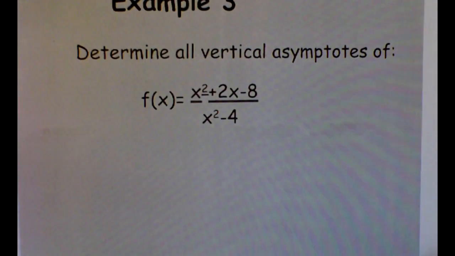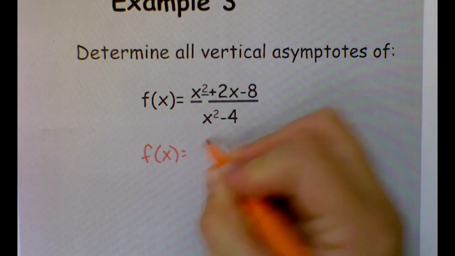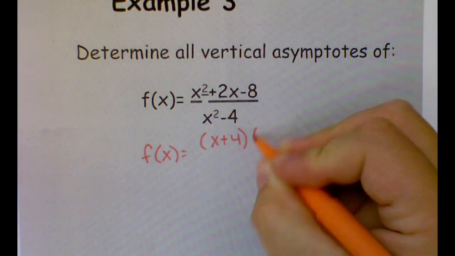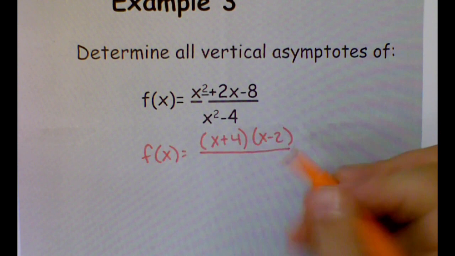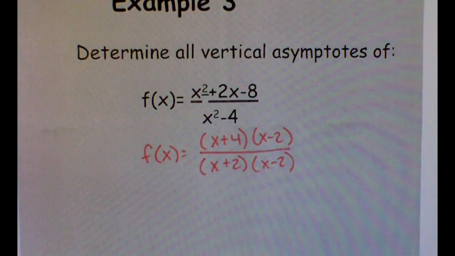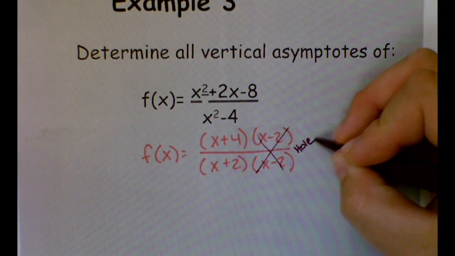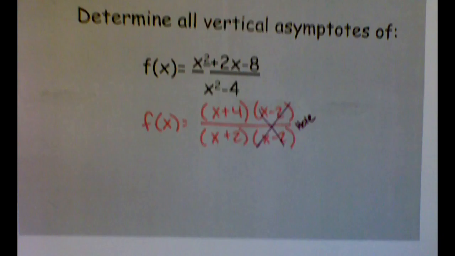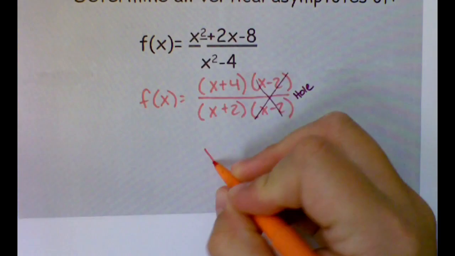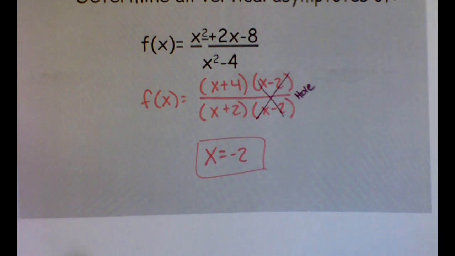Let's find the vertical asymptotes of this one. Well, we start off by factoring, but we want to factor the numerator and the denominator. So I factor the numerator into x plus 4 times x minus 2. And my denominator is x plus 2 times x minus 2. Now is where you have to be careful. Because you have a factor of x minus 2 in the numerator and denominator, that's actually a hole in the graph, not an asymptote. Our only asymptote is the one that doesn't cancel, x equals -2 when we solve it. So be careful of those holes, they are not actually asymptotes.